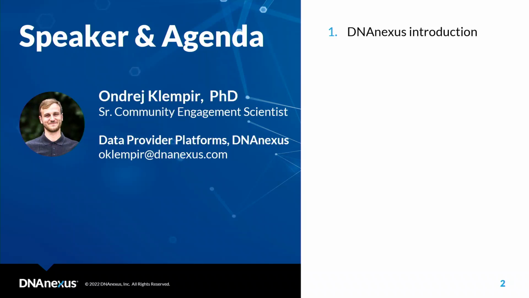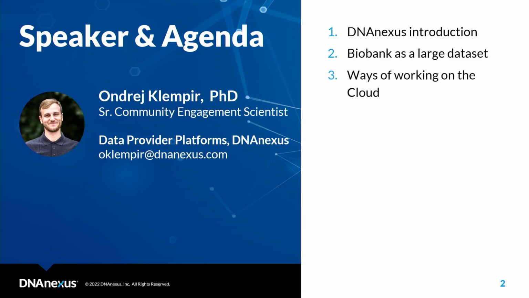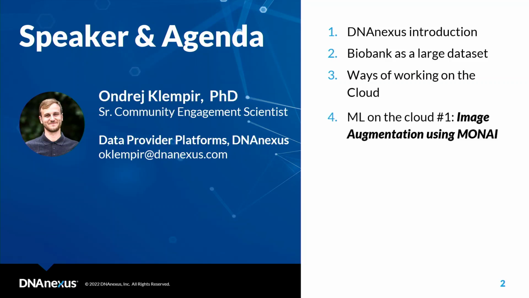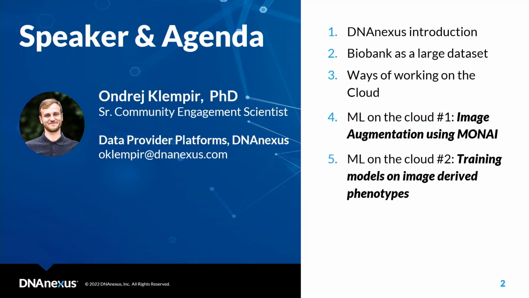And in this talk, I would like to cover the following topics. I will very, very quickly introduce DNA Nexus as company and the platform where I did the computational experiments for this talk. Then I would like to talk about biobank as a large-scale data set, because this is the data set I used in my experiments. We will cover, from the technical perspective, some differences when working on the cloud and mental models and ways of working on the cloud. And then I would like to specifically jump on two simple machine learning scenarios, and the first of them will be image augmentation using MONAI library, deep learning. And then we will use something which is called image-derived phenotypes on the UKB data, UK Biobank data and UKB RAP, and do some training of models on that and show some results.